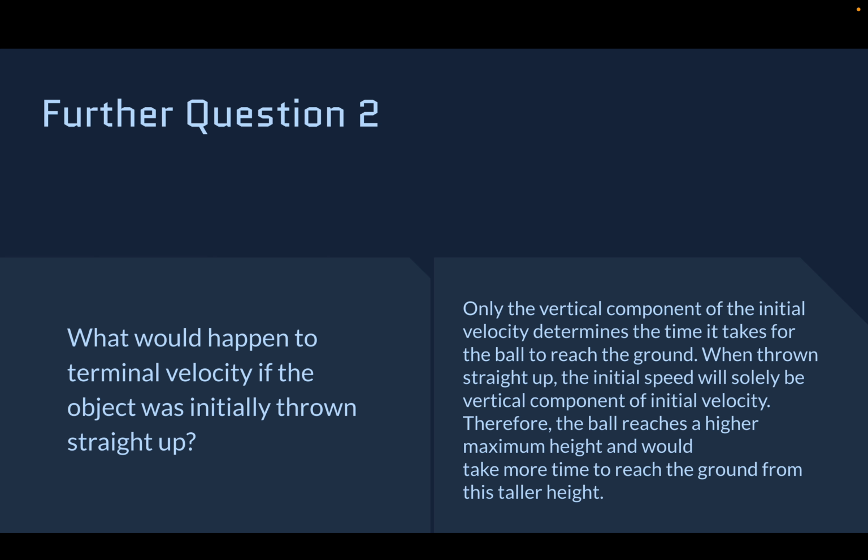Only the vertical component of the initial velocity determines the time it takes for the ball to reach the ground. So when thrown straight up, the initial speed will solely be the vertical component of the initial velocity. Therefore, the ball reaches a higher maximum height and would take more time to reach the ground from its taller height.